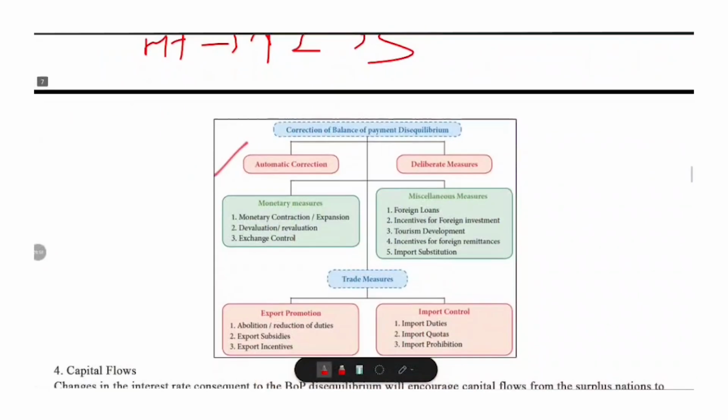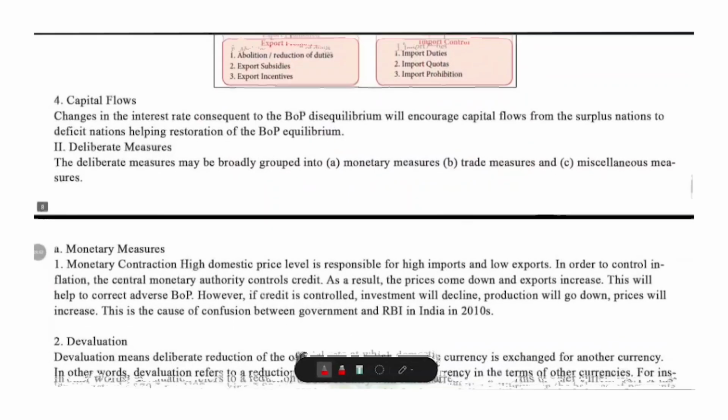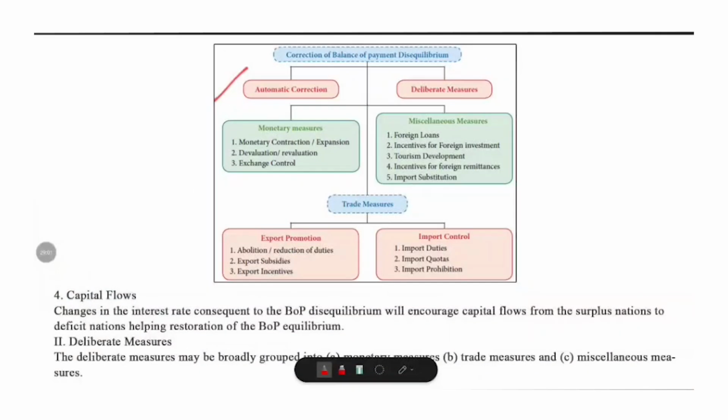So now, correction of BOP disequilibrium. When a country faces BOP disequilibrium, it needs to restore equilibrium, and the methods can be divided into automatic correction and deliberate measures. Automatic correction works without government intervention and relies on market forces of demand and supply of foreign exchange. The key methods here are price adjustment, interest rate adjustment and income adjustment.